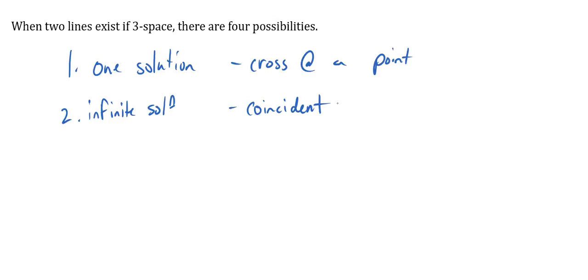I mean, they can't not be true. I'm doing it right now. Infinite solutions, they're coincident. They're the same line. They touch each other everywhere. Could 2 lines in 3 space be parallel and distinct? Well, let's test. You can make your hypothesis. Yep, looks like they can because I'm doing it right now. That's my proof. So no solutions.